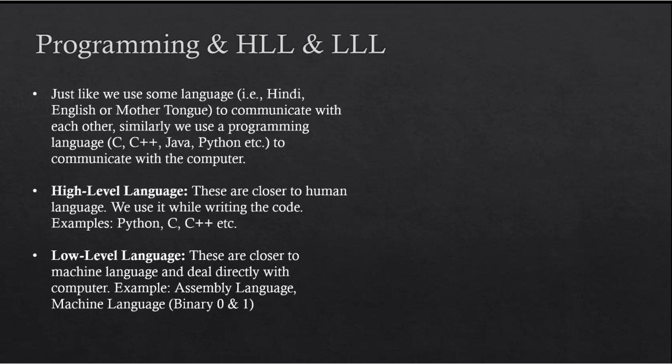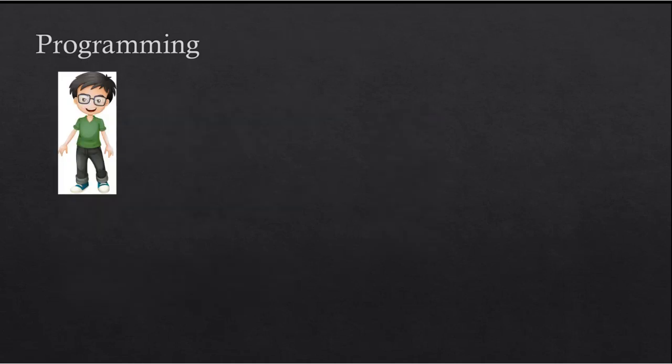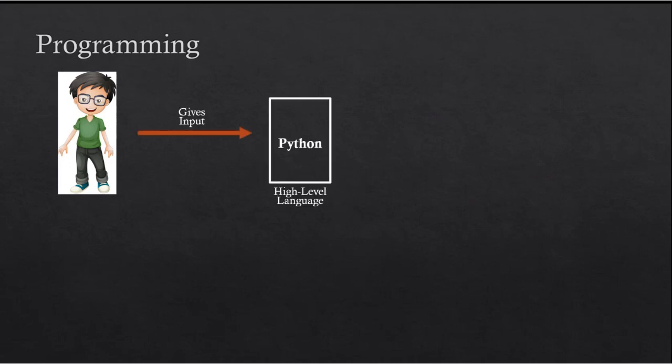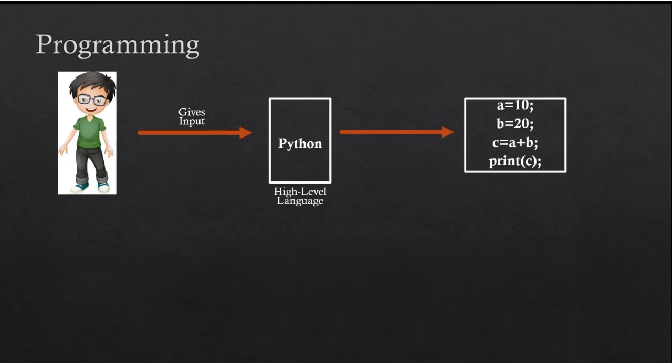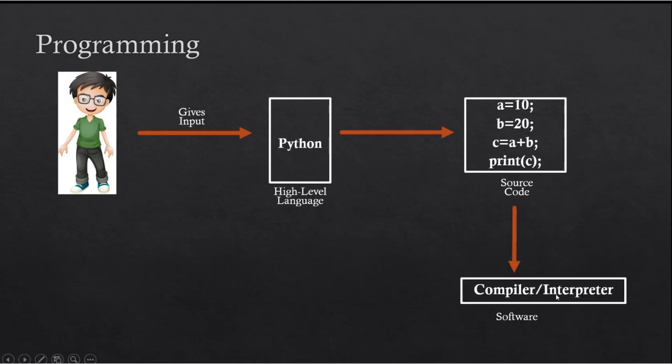I will show you an example. Suppose this is a student, a person. He gives input in a high level language, like Python. The instruction given in this form is known as source code. Basically, we call it instruction. This source code goes to the compiler or interpreter, which is our software.